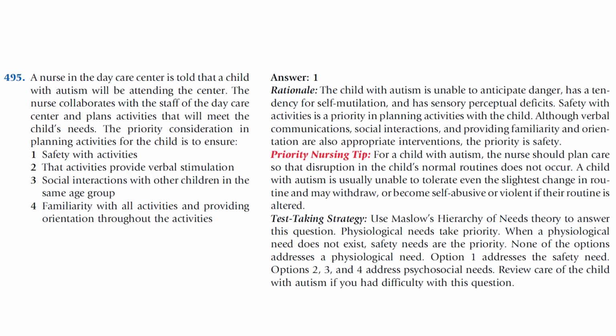Answer 1. Rationale: the child with autism is unable to anticipate danger, has a tendency for self-mutilation, and has sensory perceptual deficits. Safety with activities is a priority in planning activities with the child. Although verbal communications, social interactions, and providing familiarity and orientation are also appropriate interventions, the priority is safety.